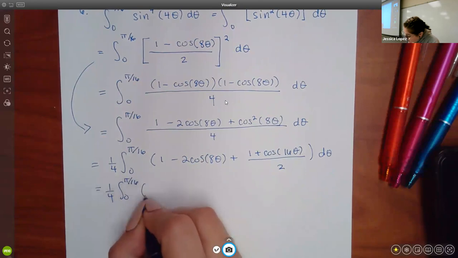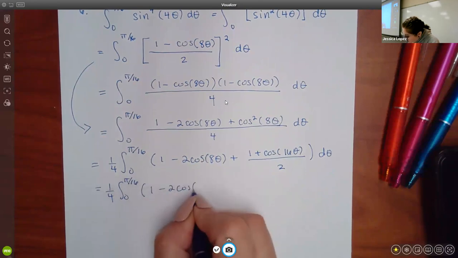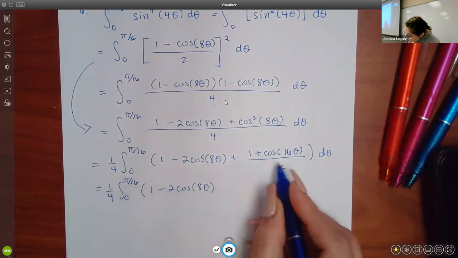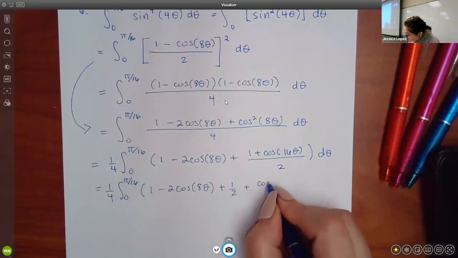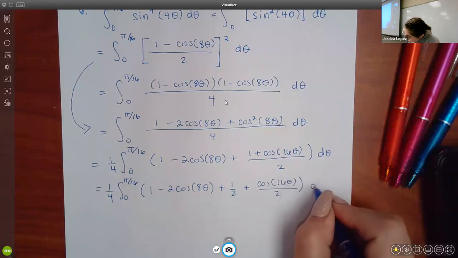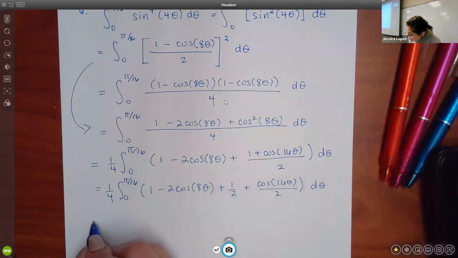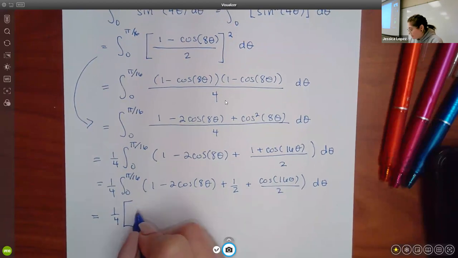So let's see, we have 1 - 2 cosine of 8 theta. And if I split this fraction, it's 1/2 and then cosine of 16 theta over 2. Now here's where I'm going to split my integral. So I do have like terms, don't I?